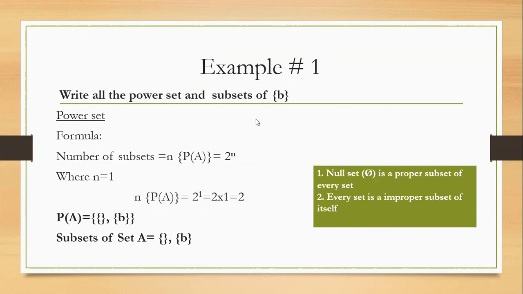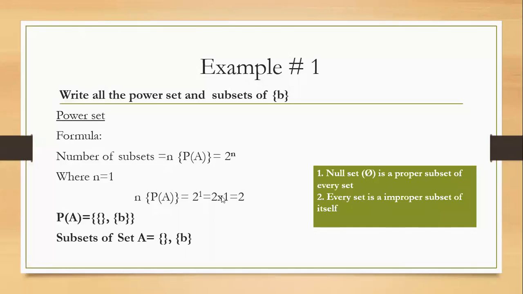Now we also have to find the subsets of set A. How can we find the subsets? What is the difference between the power set and the subsets? Very simple. When we remove these curly brackets, we get the subsets. For example, you have found the power set here. When we remove this curly bracket, we find the subsets of A. That's it. The difference is the curly bracket. When you make the curly bracket over here, that becomes the power set, and when you remove the curly bracket, you get the subsets of set A.